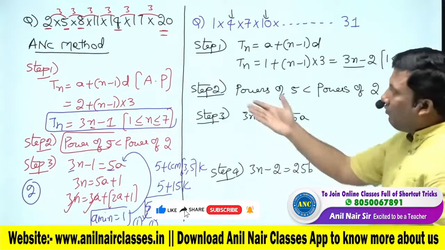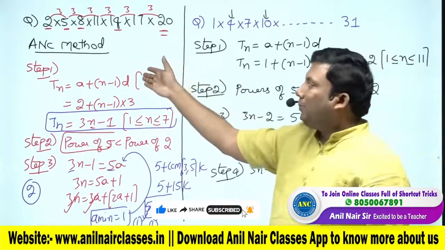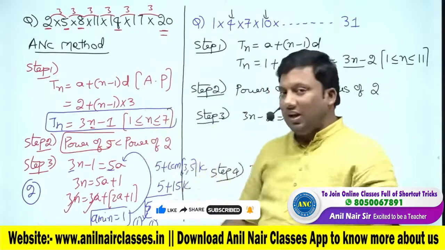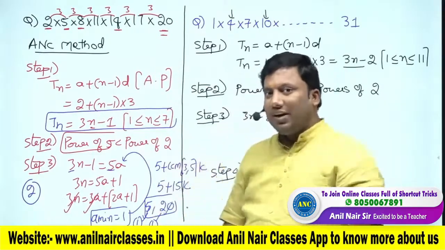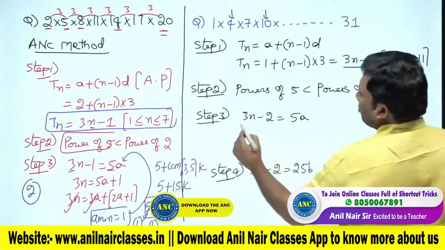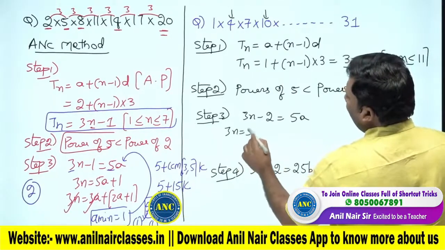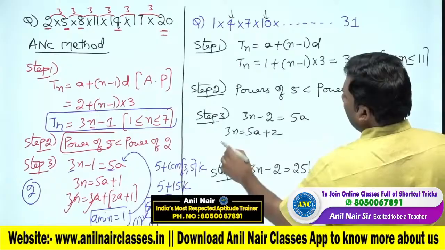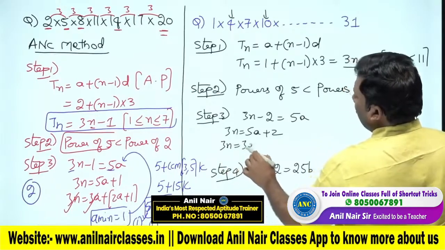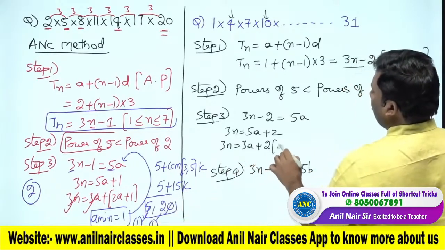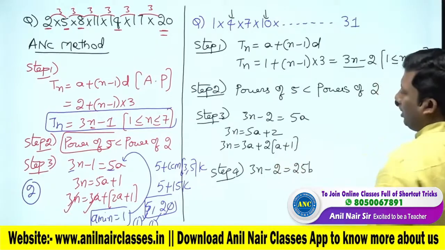Are you all with me? Why did I not take the power of multiples of 25 yet? Because it is stopping at 20. 25 contains an extra 5, right? That also we need to count. So 3n equals 5a plus 2. 3n equals 3a plus 2 into a plus 1, 2 into a plus 1.